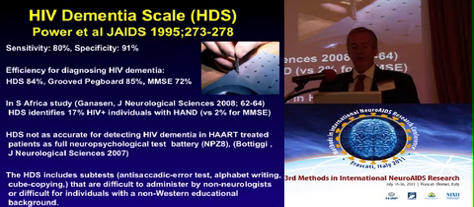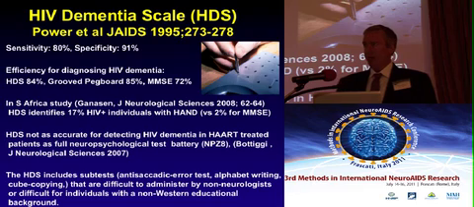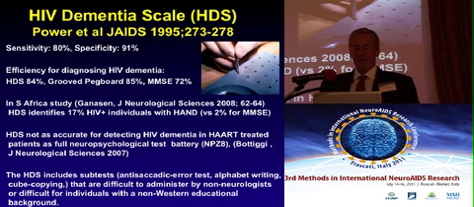However, in another recent study, the HIV dementia scale was not as accurate for detecting HIV dementia in CART-experienced patients compared to a full neuropsychological test battery using a summary measure, the NPZ-8.